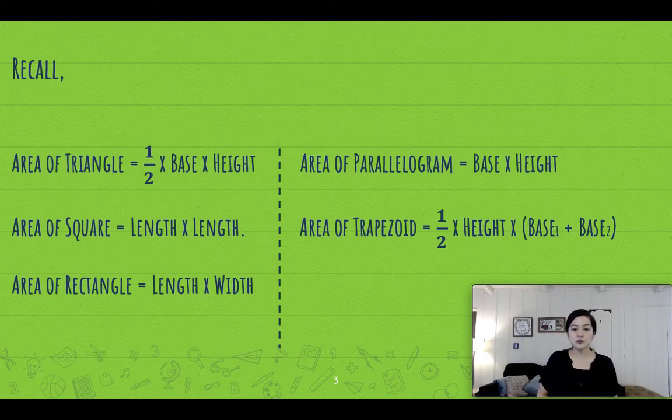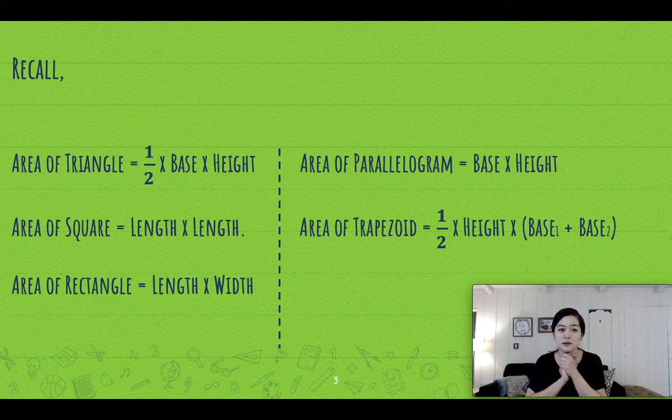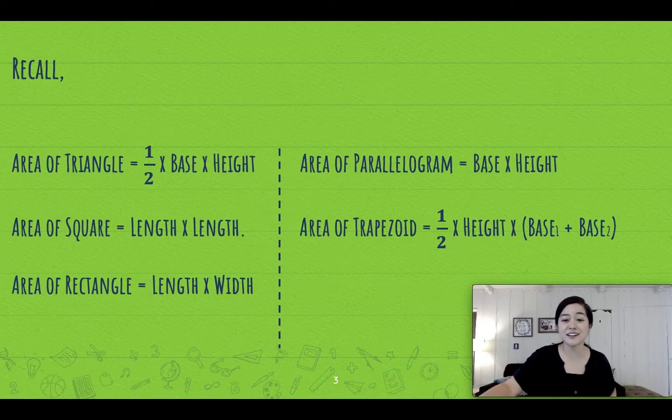Okay, so recall all the formulas we learned for these polygons. You can pause the video to help you recall the formulas. So we learned the area of a triangle, square, rectangle, parallelogram, and trapezoid. That's 5. That's a lot.